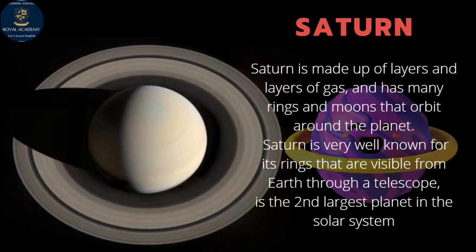Saturno está hecho de capas y capas de gas y tiene muchos anillos y lunas que orbitan alrededor del planeta. Saturno es muy conocido por sus anillos, que son visibles desde la Tierra a través de un telescopio, y es el segundo planeta más grande en el sistema solar.